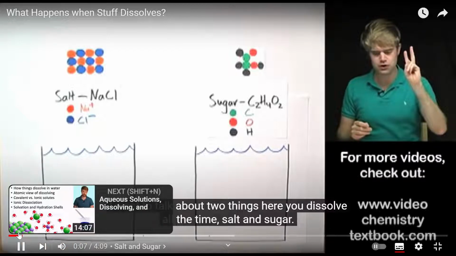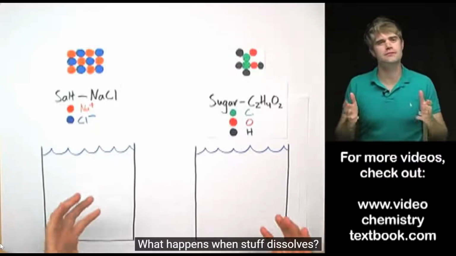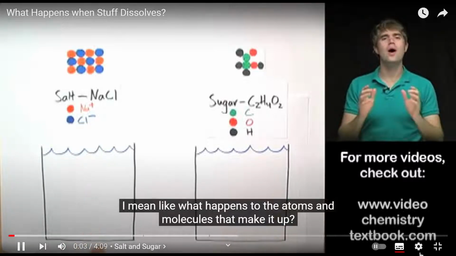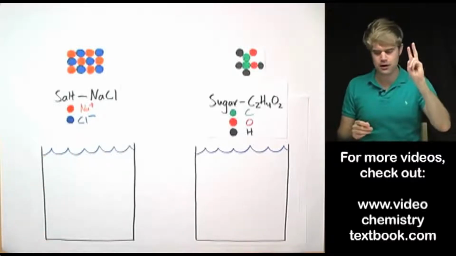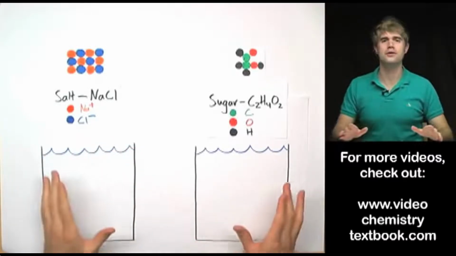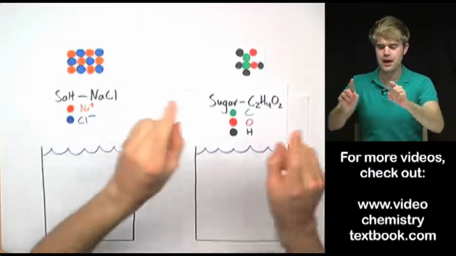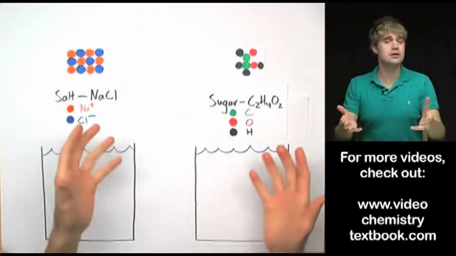I want to talk about two things. What happens when stuff dissolves? I mean, what happens to the atoms and molecules that make it up? I want to talk about two things here that you dissolve all the time: salt and sugar. These two things look very similar.